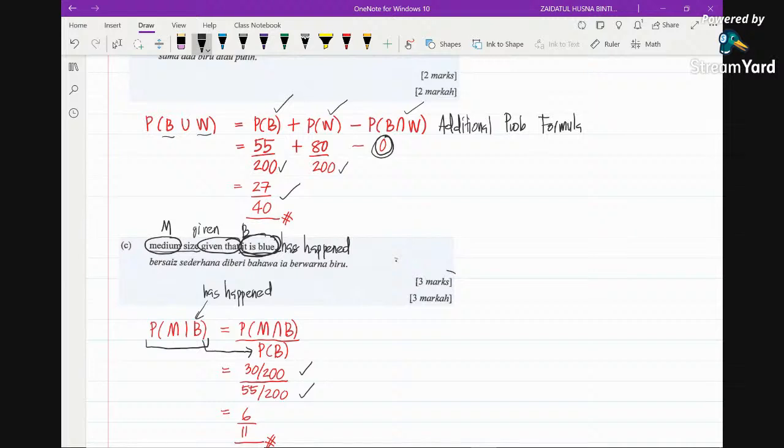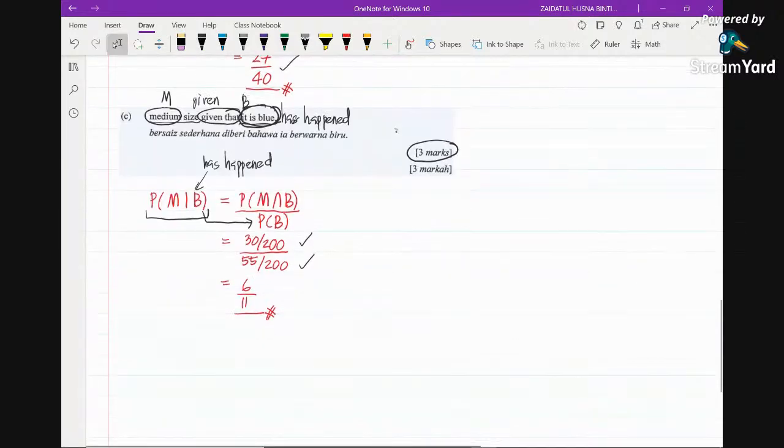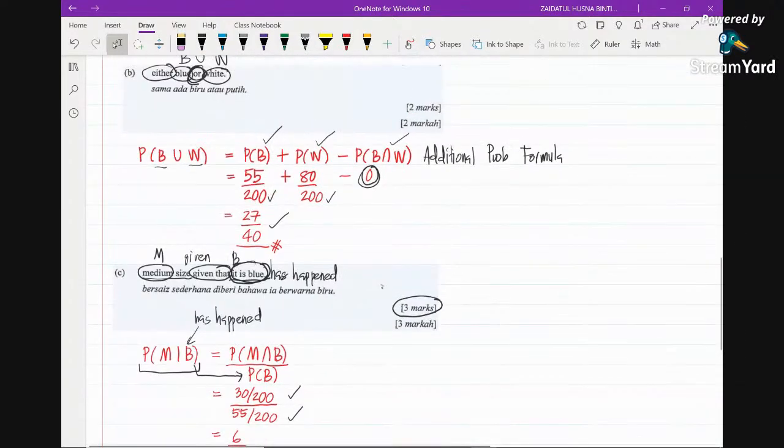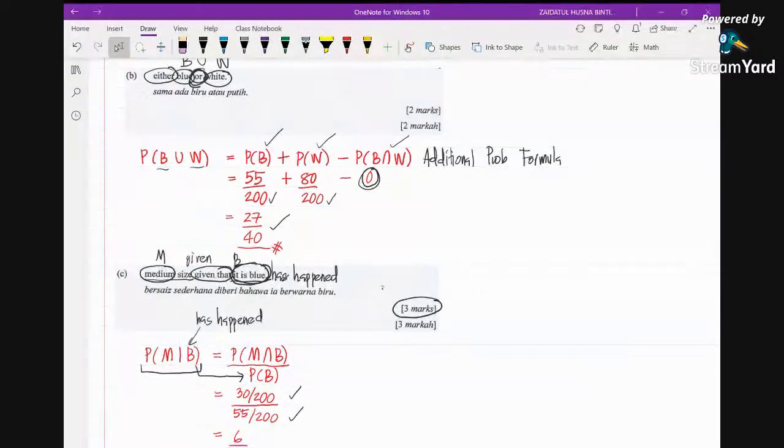Please bear in mind there are 3 marks here, so only use 3 minutes to solve this problem. So that is about this question, 16, 17. I hope you are good enough to listen to this explanation.